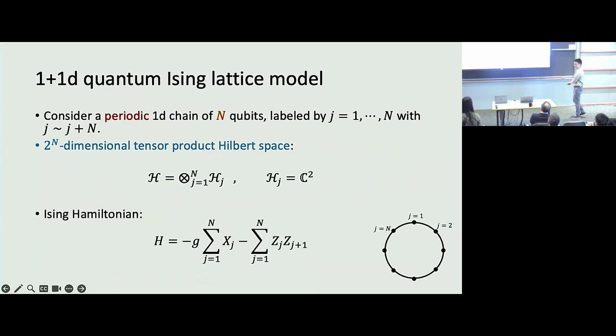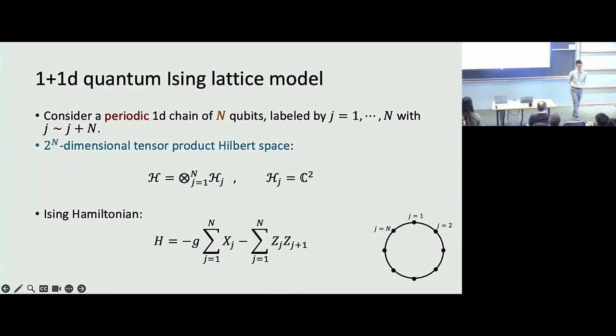All right. So I'm going to label the qubits by this index j, running from 1 all the way to n. And j is identified with j plus n. This is a finite-dimensional system. On every qubit, I have a two-dimensional Hilbert space, which I denote by H sub j. It's just a two-level system, nothing fancy. If I have n of them, my total Hilbert space is a tensor product of this local qubit. And therefore, I have a 2 to the n-dimensional Hilbert space in this system. And everything I'm going to say in the rest of the talk holds for any value of n. You can take n to be 1 all the way to 100 or whatever.